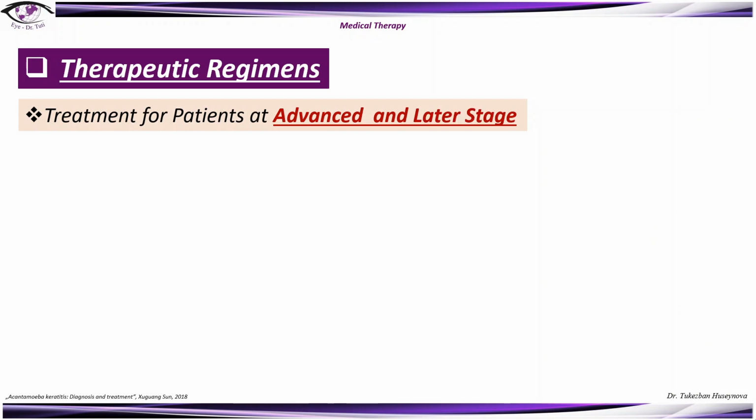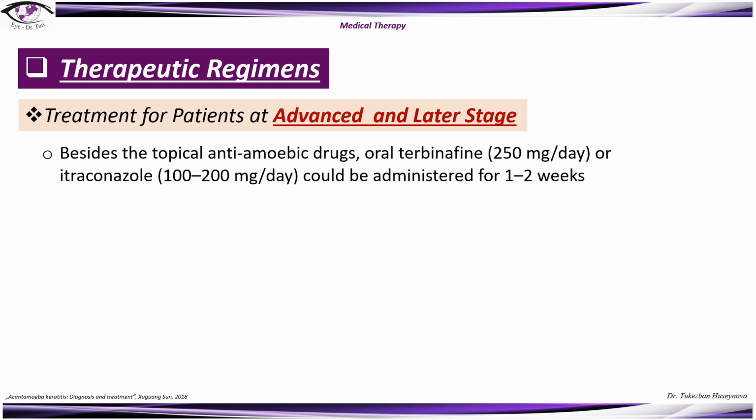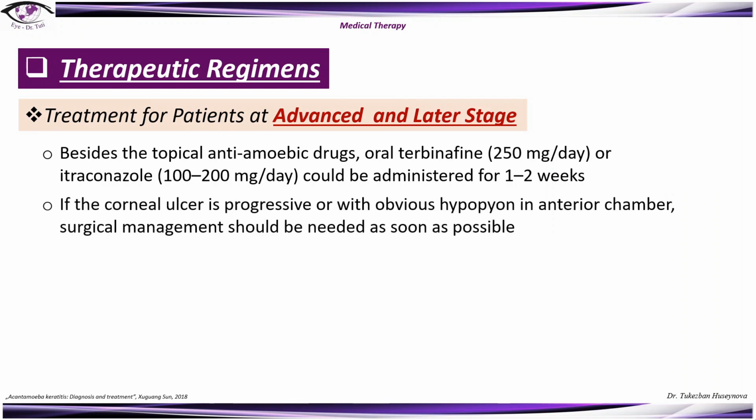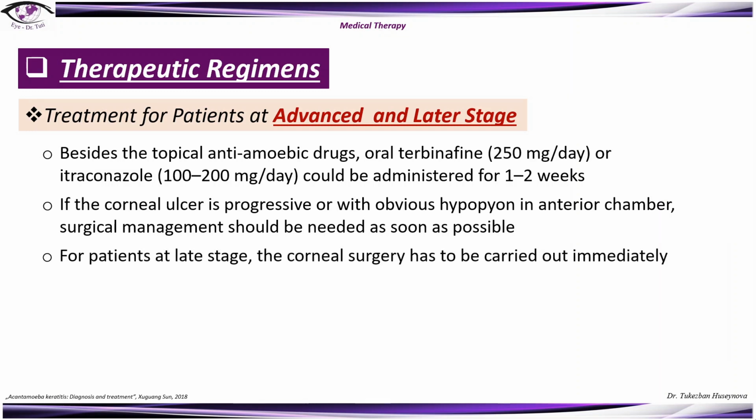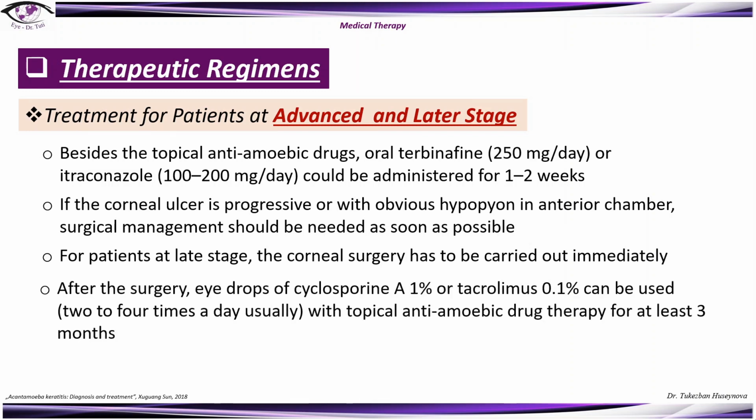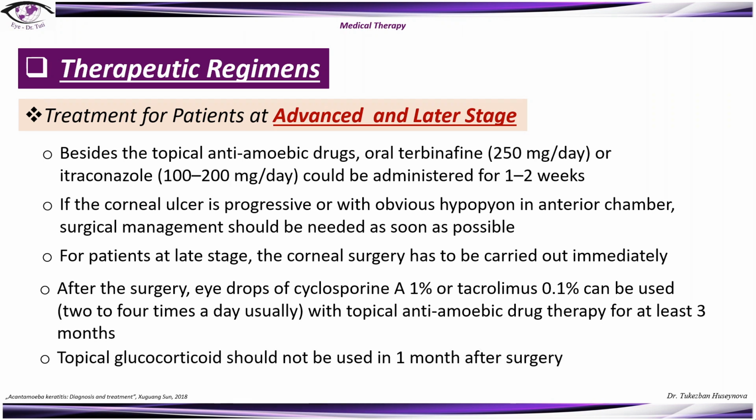Treatment for patients at advanced and later stage. Besides the topical anti-amoebic drugs, oral terbinafine 250 mg per day or itraconazole 100 to 200 mg per day could be applied for 1 or 2 weeks. If the corneal ulcer is progressive or with obvious hypopyon in anterior chamber, surgical management should be needed as soon as possible. For patients at late stage, the corneal surgery has to be carried out immediately. After the surgery, eye drops of cyclosporin A 1% or tacrolimus 0.1% can be used with topical anti-amoebic drug therapy for at least 3 months. Topical glucocorticoids should not be used in 1 month after surgery.